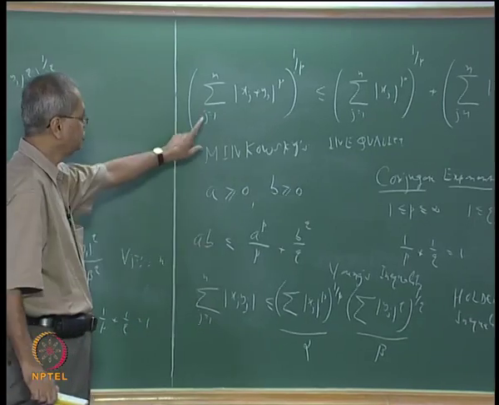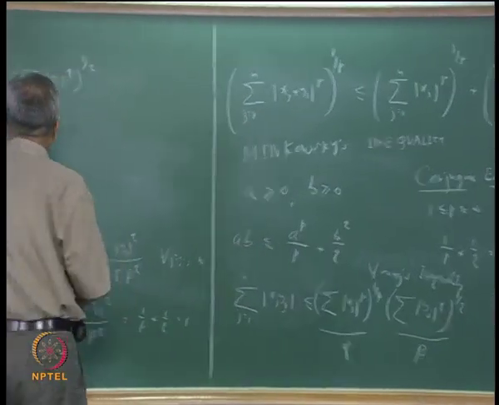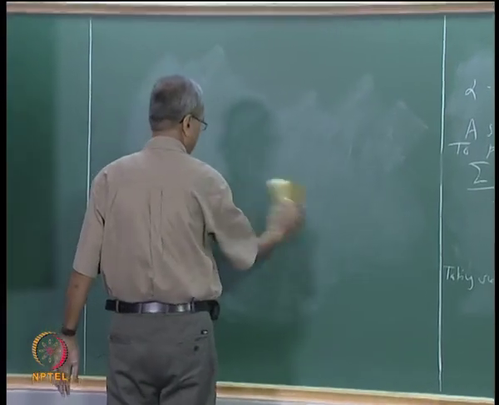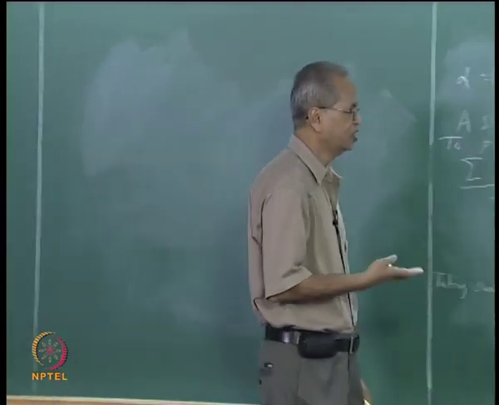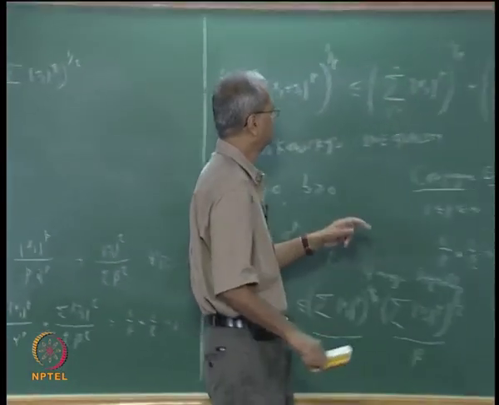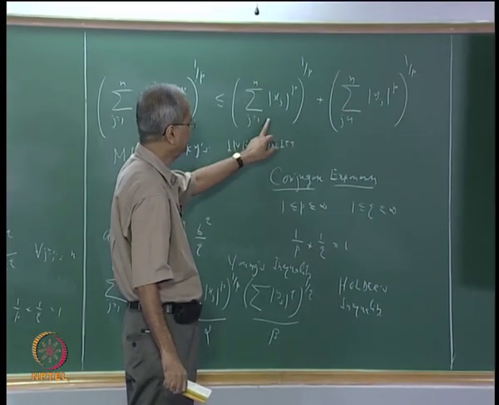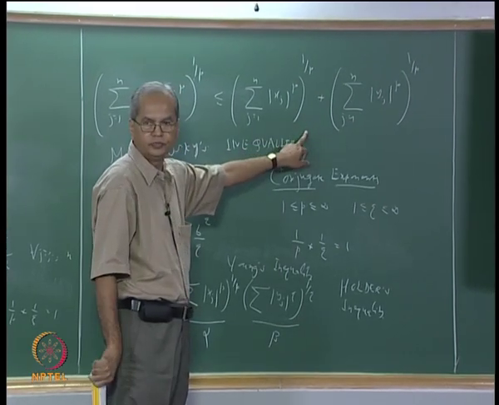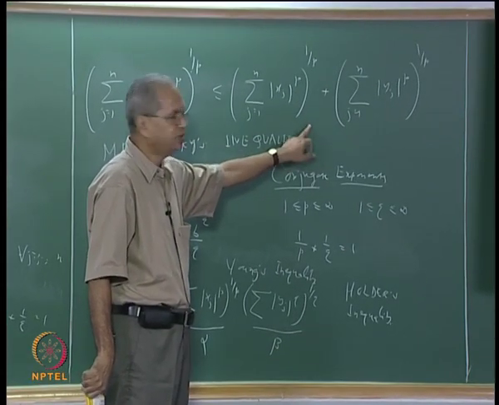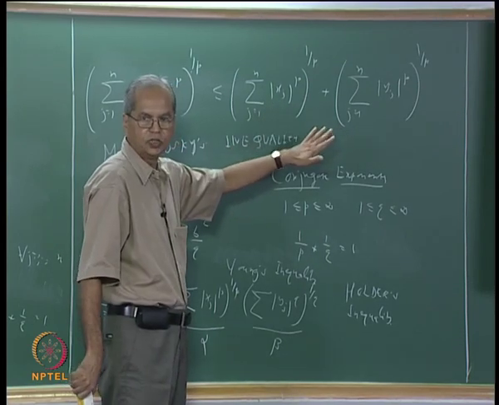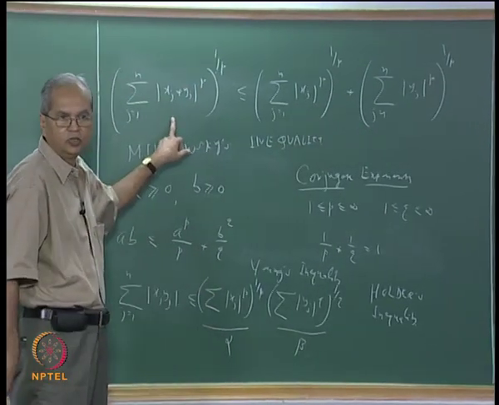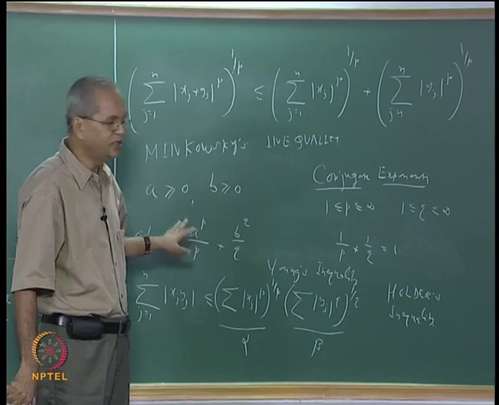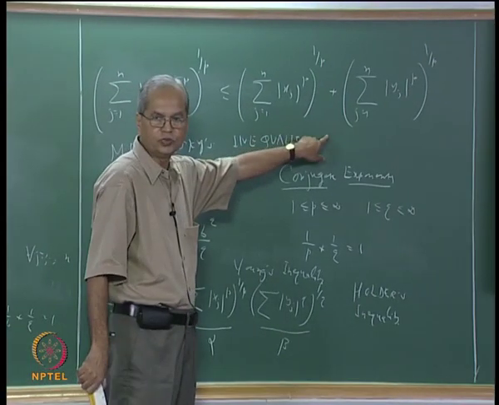So the only thing that remains now is to prove Minkowski's inequality. Again we will start with the obvious point: if both of these sums are 0, then each xj is 0 and each yj is 0, in which case the left hand side is also 0, so the inequality follows trivially. So we need to consider only the case when both of them are strictly positive.